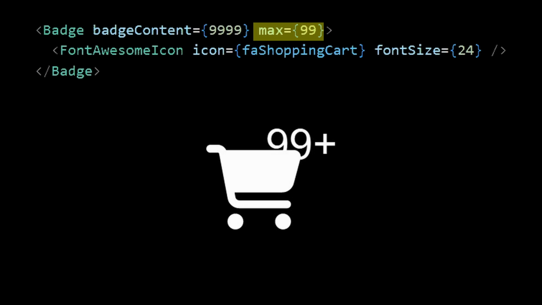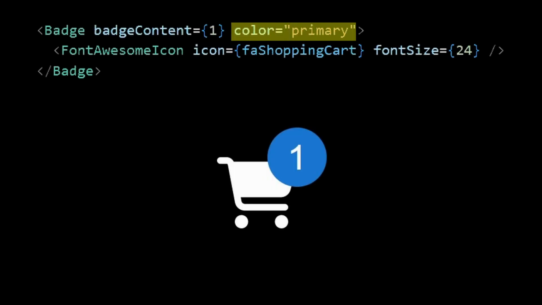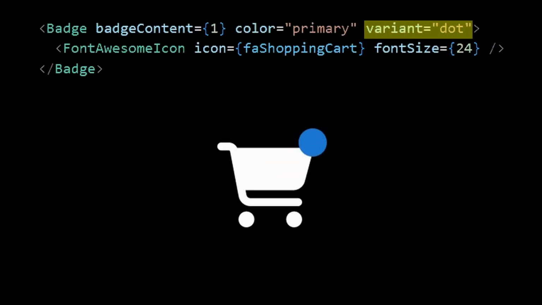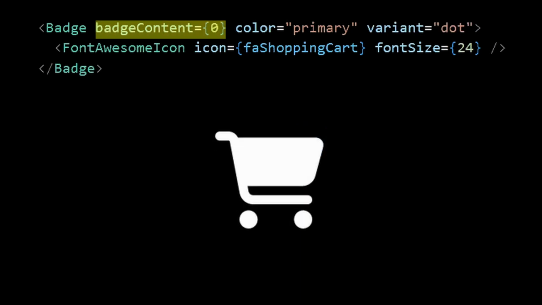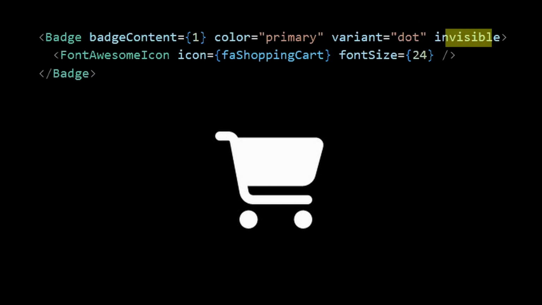To add a background to the badge, just pass in the color prop. This will take what you have defined on the theme. For the dot variant, normally indicating that there is something new, we'll just ignore the badge content and just display the color. The badge in both variants will hide automatically if the badge content is a falsy value, but you can control this behavior using the invisible prop.